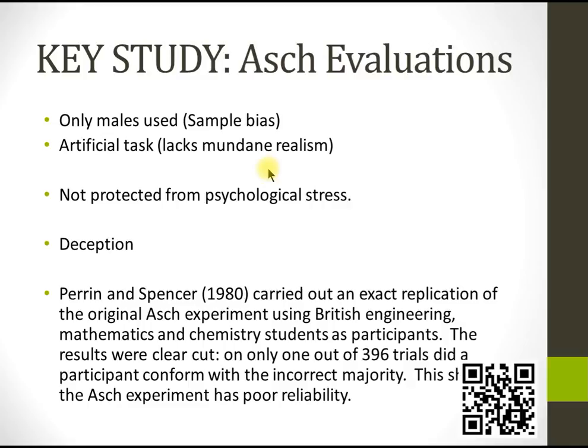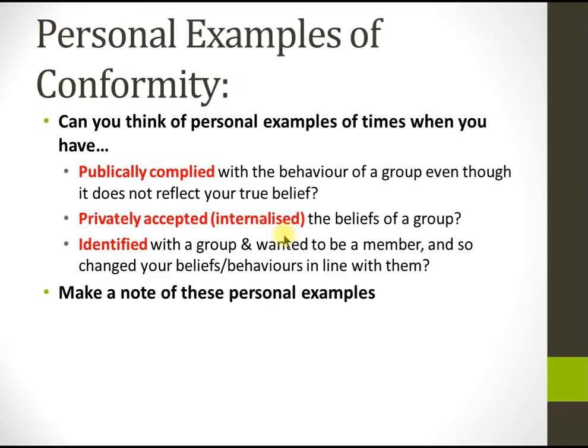Perrin and Spencer in 1980 carried out an exact replication of Asch's original study. They found that in only 1 out of 396 trials did a single participant conform with an incorrect majority. This suggests that Asch's findings may have been a product of his time, i.e. it suffers from historical validity issues. Maybe people just conformed more back in the 50s than they do today. And there's an argument for that.